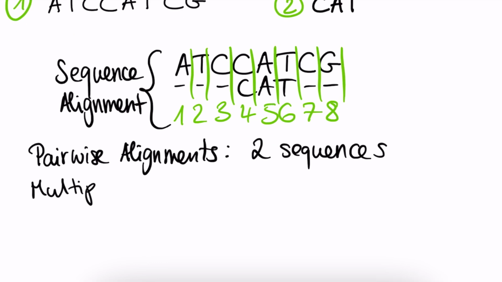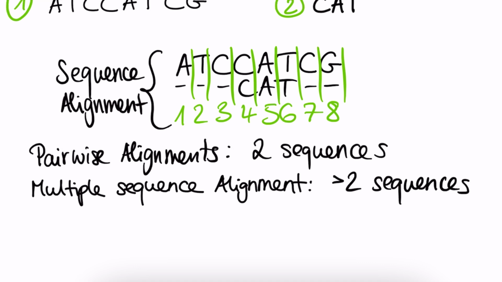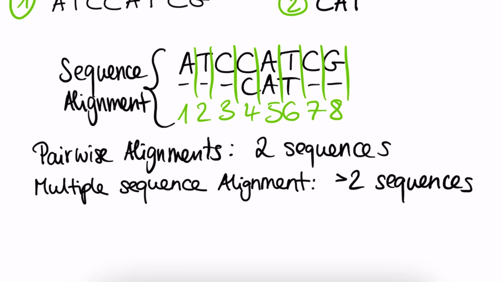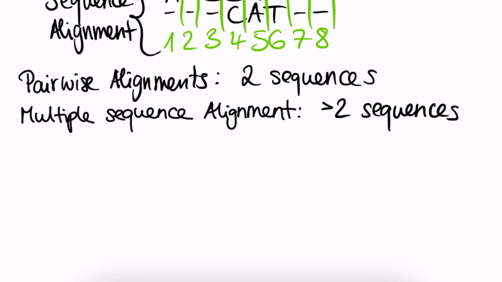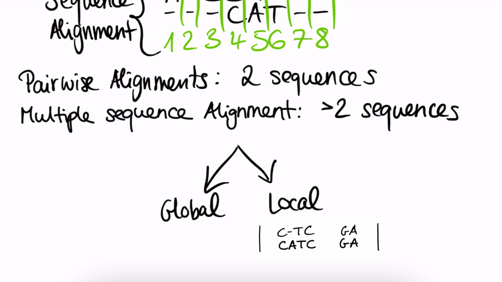There's also something called a multiple sequence alignment, or MSA for short, which consists of more than two sequences. This is really important for a lot of modern deep learning methods, for example, in protein modeling. And we'll get to this in another video. But for now, let's start with pairwise alignment. Within pairwise alignments, there are again two different types, namely the global and the local alignments. A global alignment aligns two sequences from beginning to end, while a local alignment only aligns subsequences, small snippets within the sequences.